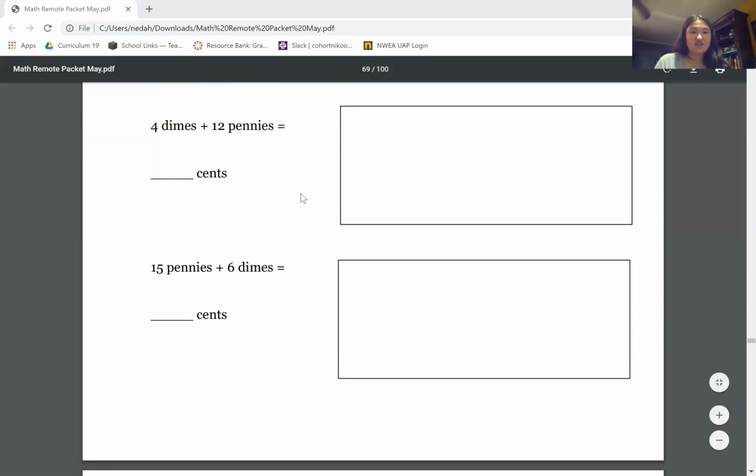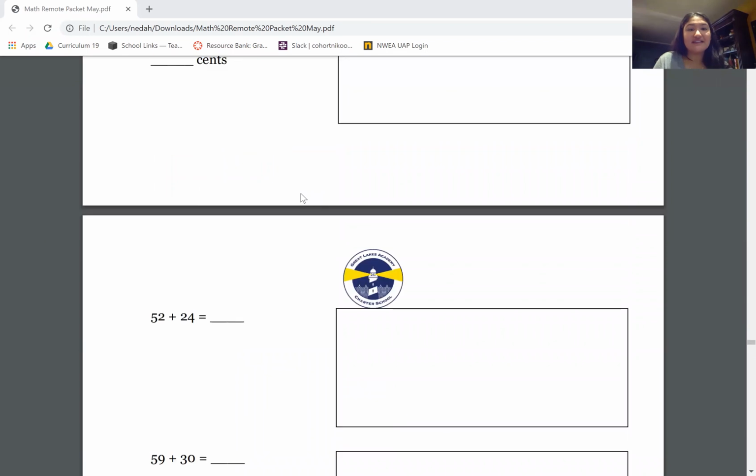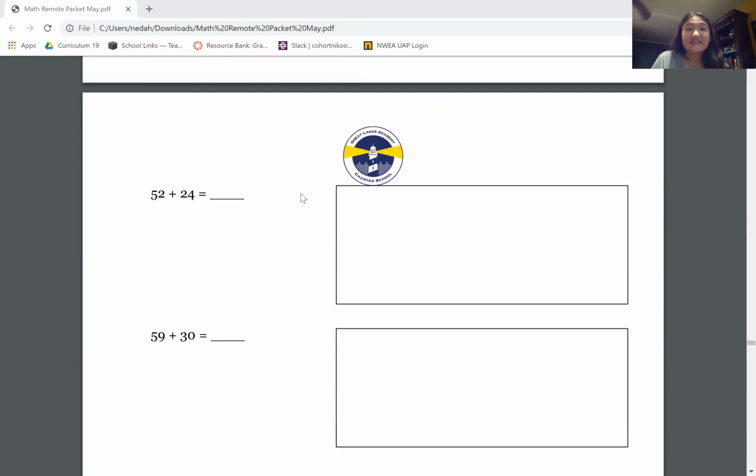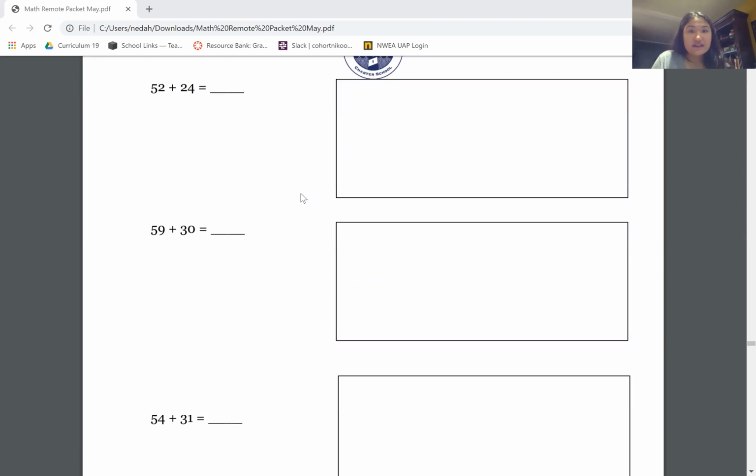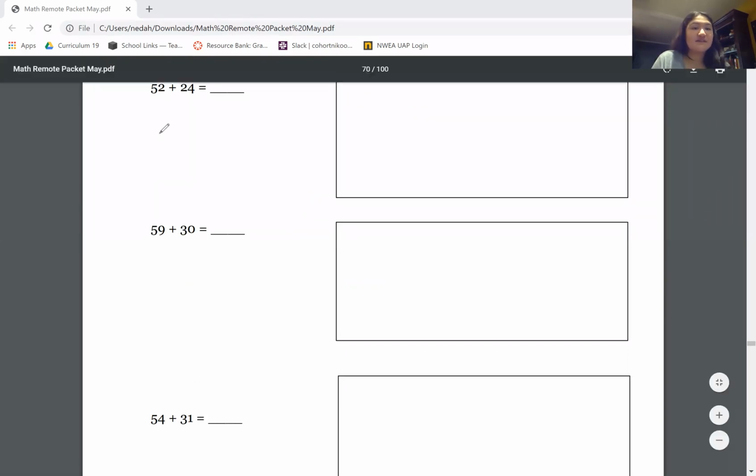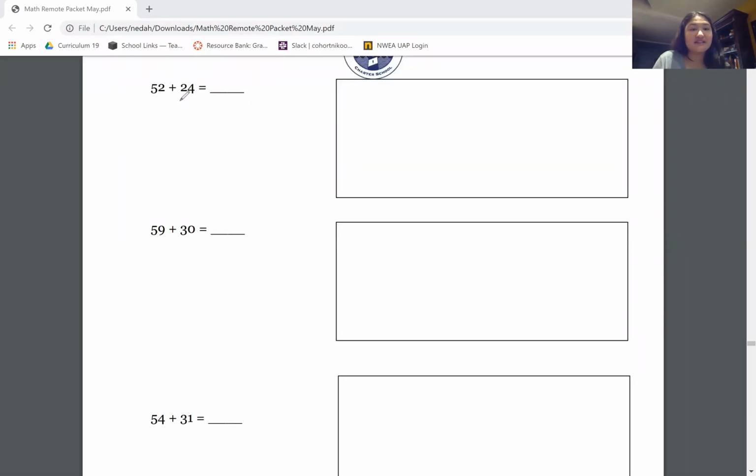For this page, we are going to be practicing solving addition problems using dimes and pennies. Let's look at this first one together. The first one says 52 plus 24. You're going to use dimes and pennies to solve this problem. So I'm going to draw 52. So first I need to draw 5 tens to show 50. And then I'm going to draw 2 ones down here.